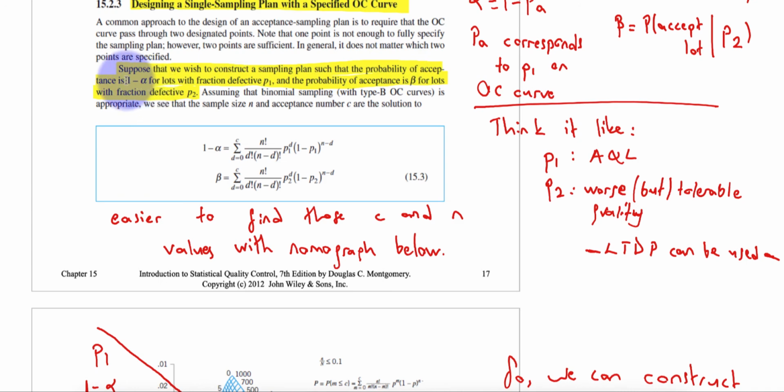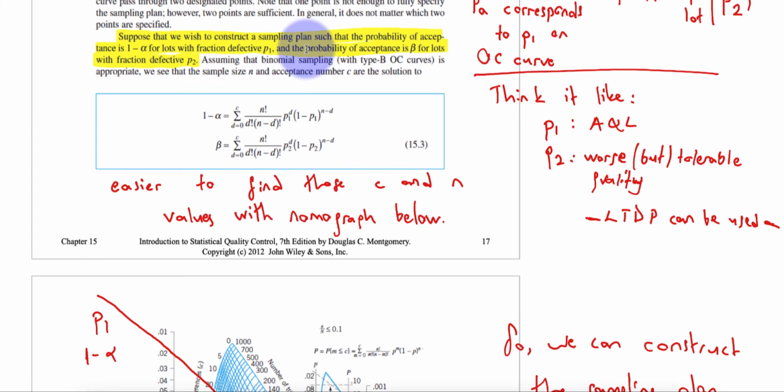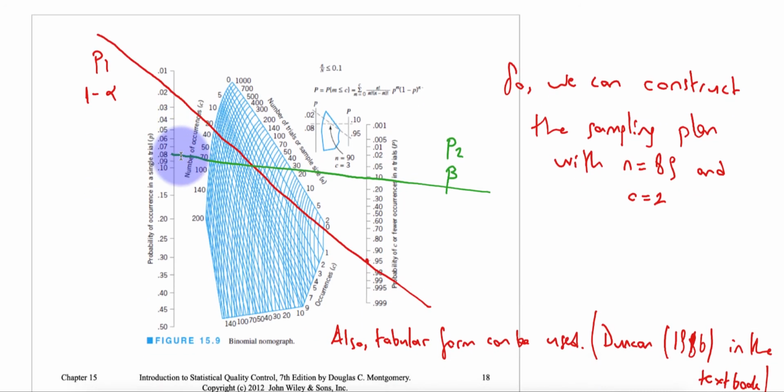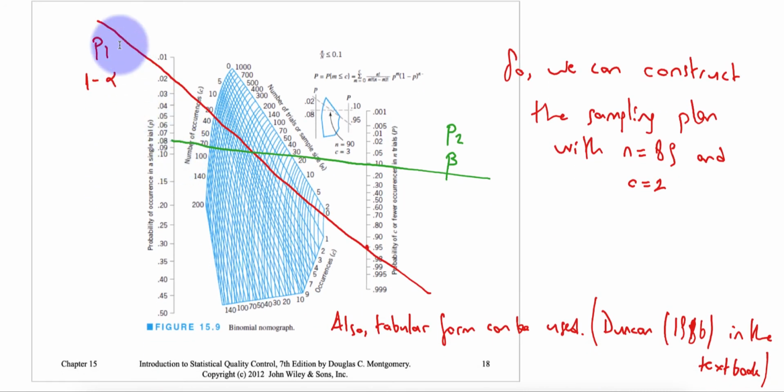Probability of acceptance 1 minus alpha for lots with fraction defective P1, and the second point will be the probability of acceptance beta for lots with fraction defective P2. Okay, so here we will take that red line, and this red line passes through these ranges here. Here it first passes through the P1 value, and then it will pass through the probability of acceptance here, the 1 minus alpha.